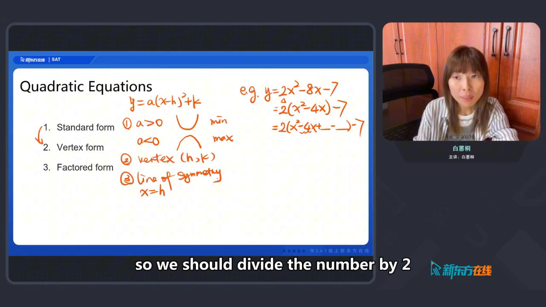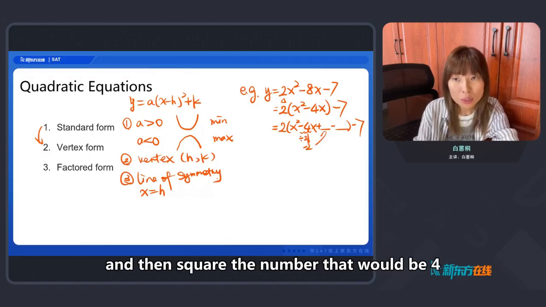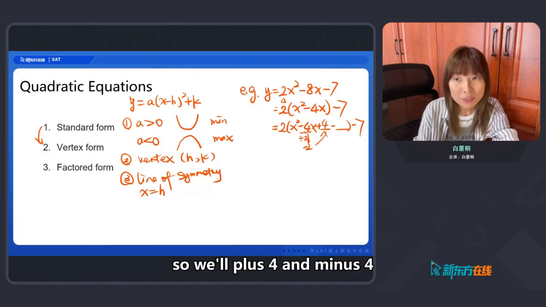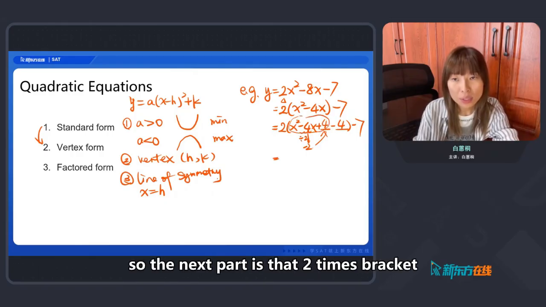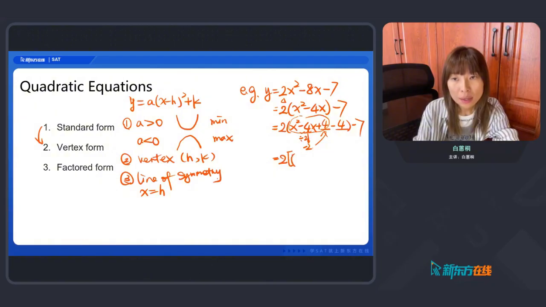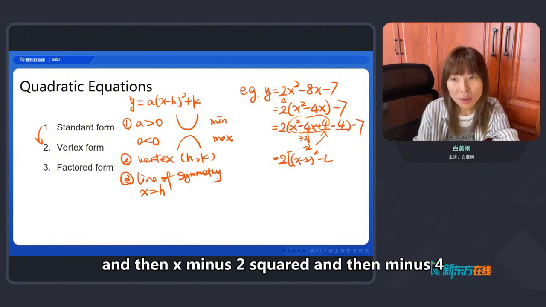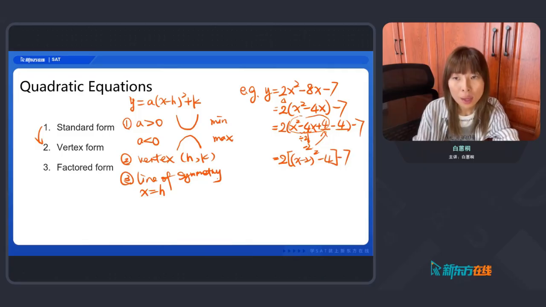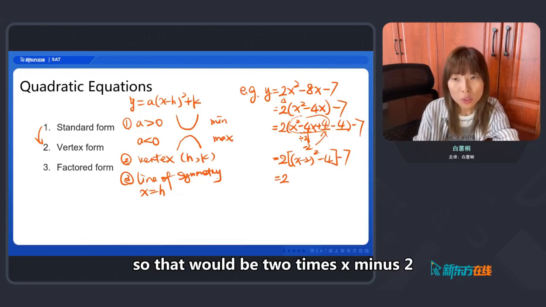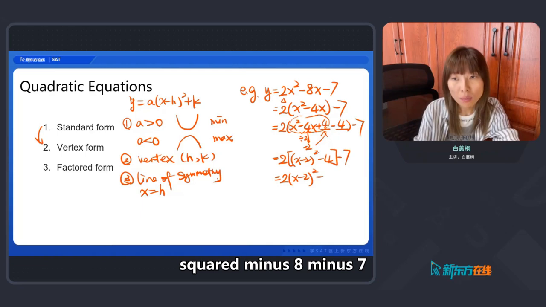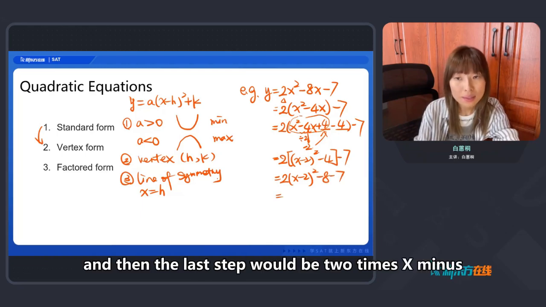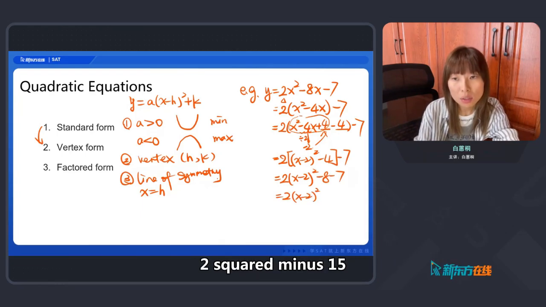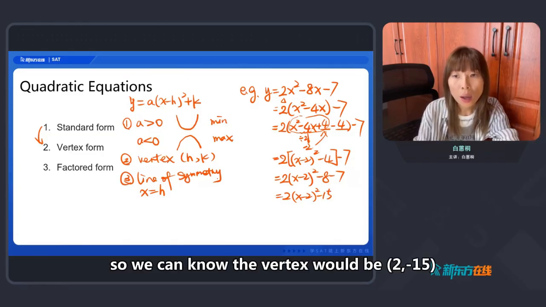So we should divide the number by 2 first, and then that would be negative 2, and then square the number, that would be 4. So we plus 4 and minus 4, and then this is the part we want. So the next part is 2 times bracket, x minus 2 squared, and then minus 4, and then minus 7. And then we have to open the bracket, so that would be 2 times x minus 2 squared minus 8 minus 7, and the last step would be 2 times x minus 2 squared minus 15. So we can know the vertex would be 2, negative 15.